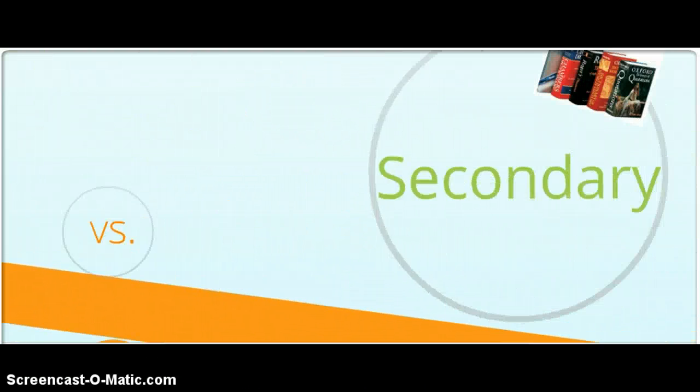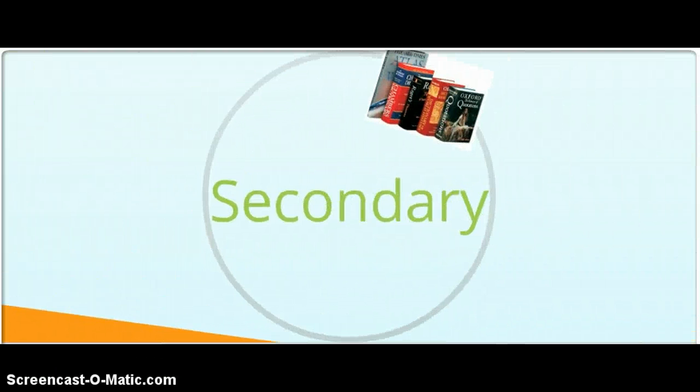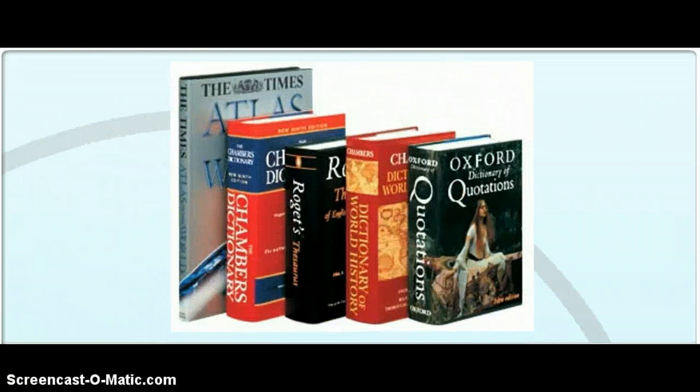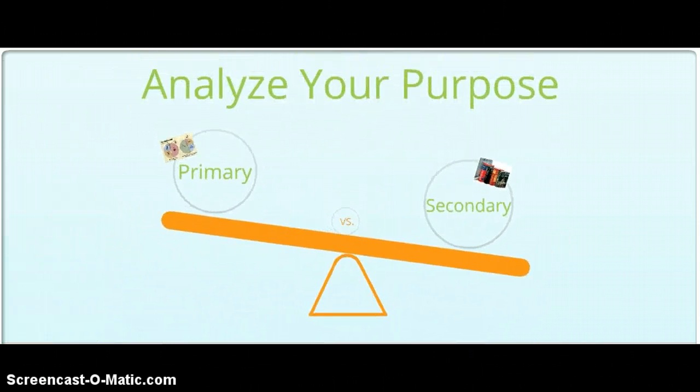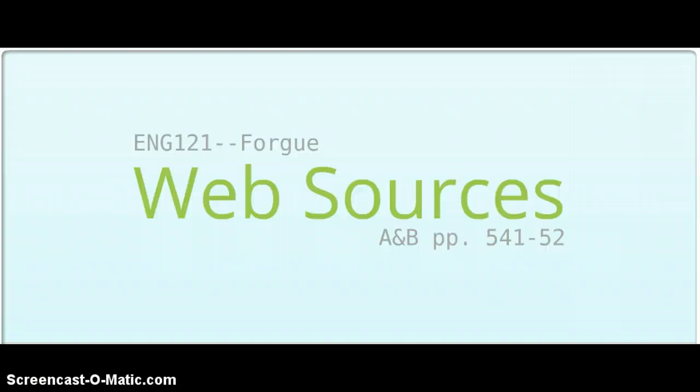Secondary sources, on the other hand, provide an interpretive account of research that has been conducted previously. It might include the published results of a scientific study, an analysis of that study, or a review of several experiments or studies. Always take into account these features when analyzing web sources.